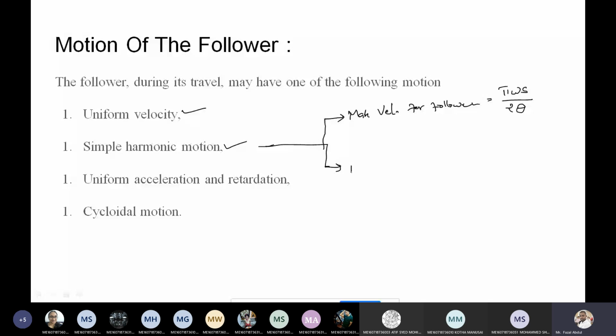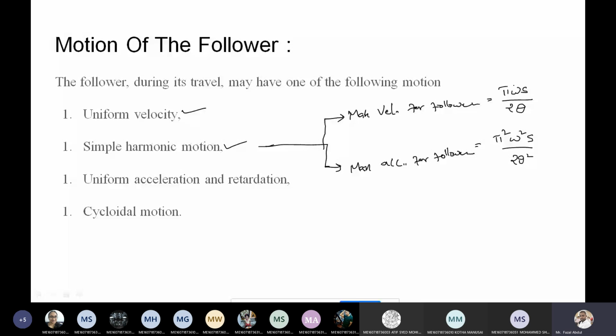Next one is the maximum acceleration for the follower. Maximum acceleration for the follower is pi square omega square s by 2 theta square. So these two relations we need to remember, because the question itself may ask what is the maximum velocity of the follower, what is the maximum acceleration for the follower.